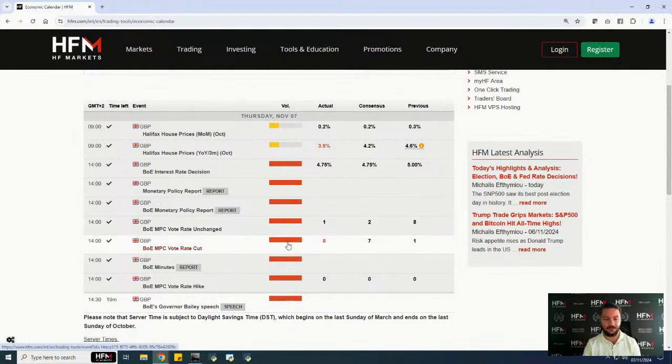Vote rate cuts: how many people voted for a rate cut, and how many people voted for a hike. Of course, we weren't going to get any individuals voting for a hike. Inflation in the UK has declined significantly. It's more or less at its target, to be honest with you. The only reason why they haven't previously voted for a rate cut is very simply because they're still backlogged inflation.